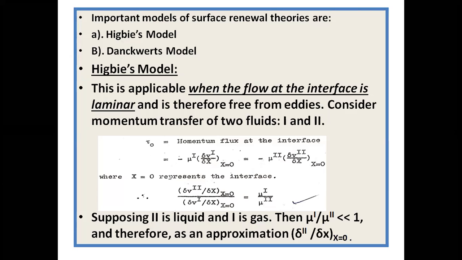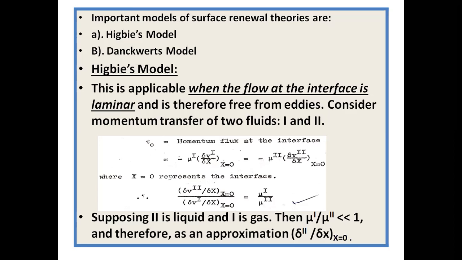According to the Higbie model, this is applicable when the flow at the interface is laminar. That means Higbie is applicable to laminar flow, Danckwerts to turbulent. This is applicable when the flow at the interface is laminar and is therefore free from eddies. In that case, the jumping mechanism and vacancy filling mechanism are not there because of the laminar flow.